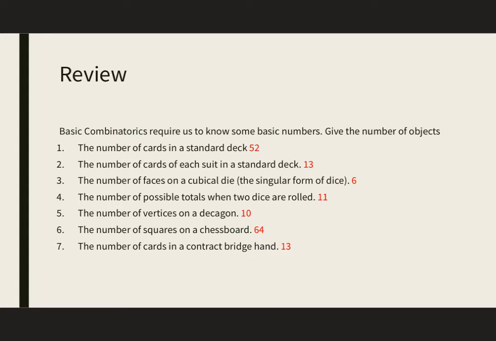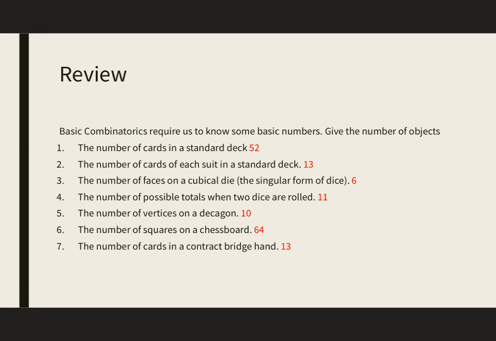are rolled is 11. What that basically means is, if you roll these 2 dice, what are all of the possible totals? Well, if you roll 2 dice, you can't get 1. You would get at least 2. So 2, 3, 4, 5, 6, 7, 8, 9, 10, 11, 12. So that's 9 plus 2, 11. Does that make sense? Okay.